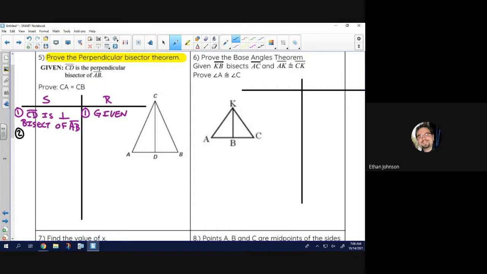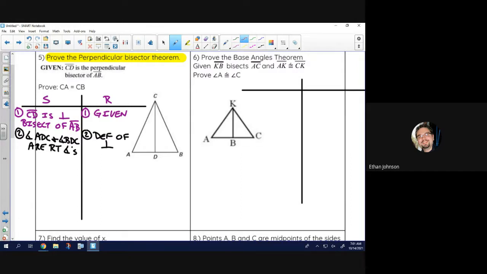Well, that has two vocab words. The first vocab word that it says is perpendicular, so I know my next reason has to be definition of perpendicular. Well, perpendicular, remember, means two lines or line segments that make right angles. So I know angle ADC and angle BDC are right angles.